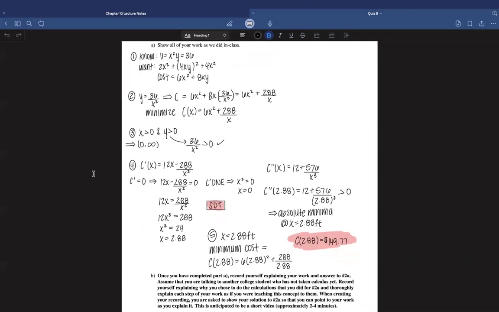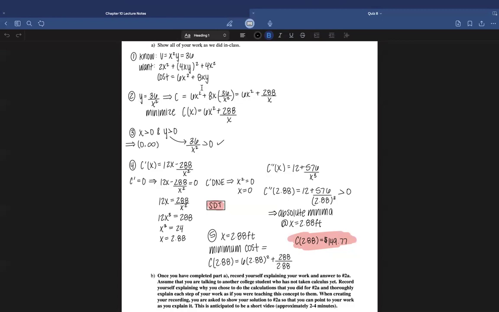So what was known was that the volume equals x squared times y equals 36. X is the length and width of the square, and Y is the height. So we know that for Loan Depot, it's 36. What we want to know is the minimum cost function. So we took 2x squared plus 4xy squared plus 4x squared, and then that led us to getting 6x squared plus 8xy.